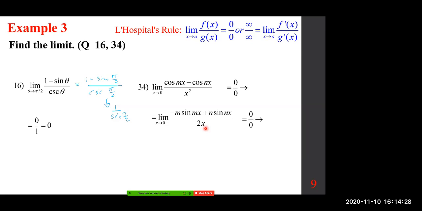Again, okay. All right, so minus m remains. Sine gives you cosine and then times m. So minus m times m, minus m squared cosine mx. This is done. Now this one, n times, okay, sine gives you cosine and then times n, so plus n squared. The bottom is simply 2.